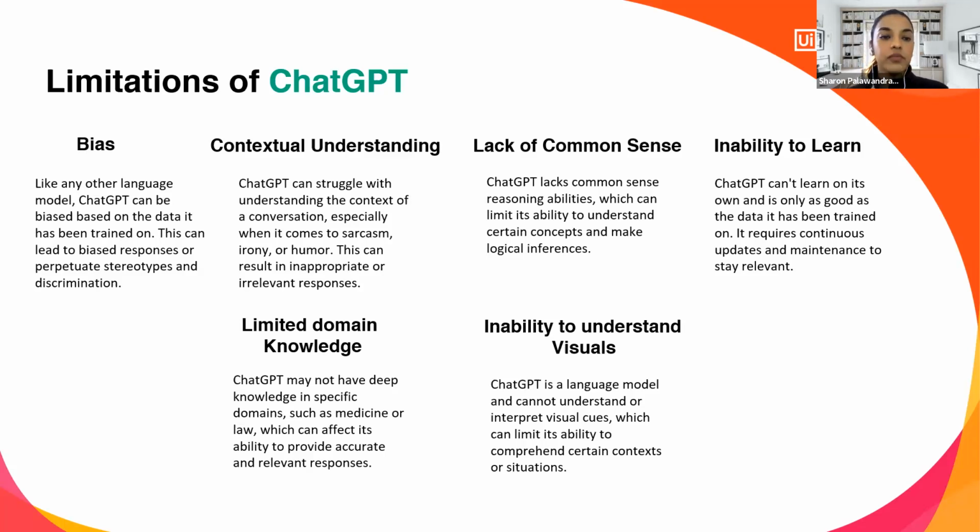Some limitations to understand are that ChatGPT could always have a bias. Whenever we have a machine learning model, it's good to keep a little margin of error. And like any other model, ChatGPT can also be biased based on the data it's been trained on. This can lead to biases and discriminations that we wouldn't know of, so it's always good to have in mind what the biases, the expectations, and the outcomes are.